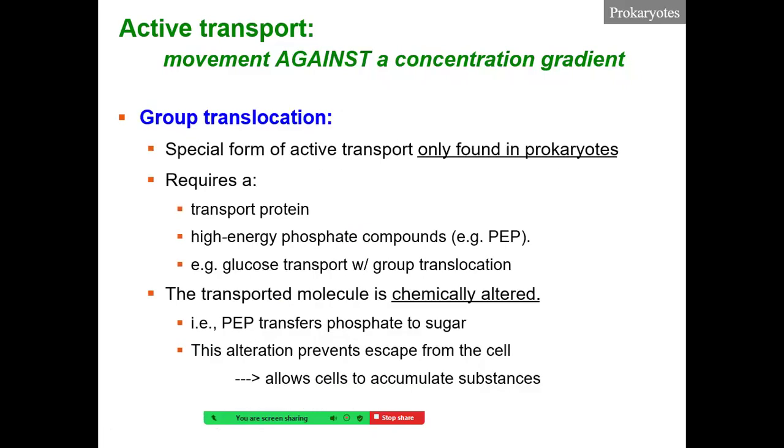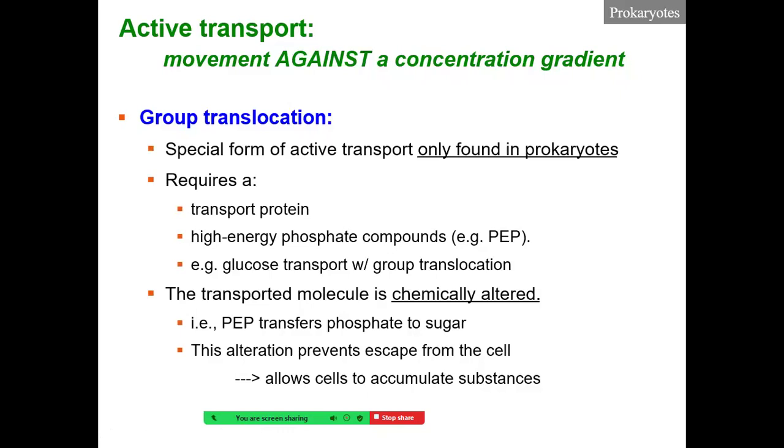Group translocation is a special form of active transport only found in prokaryotes. Group translocation is similar to active transport in that it does require a transport protein, and that a molecule is transported from areas of low concentration to areas of high concentration across a semi-permeable membrane, which in a prokaryote will be the cell membrane.